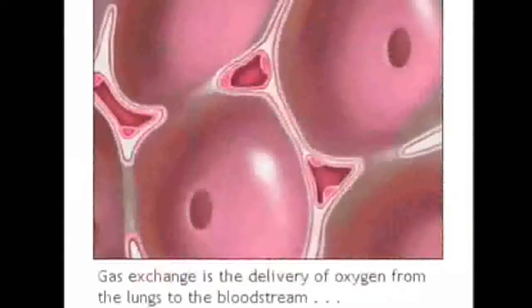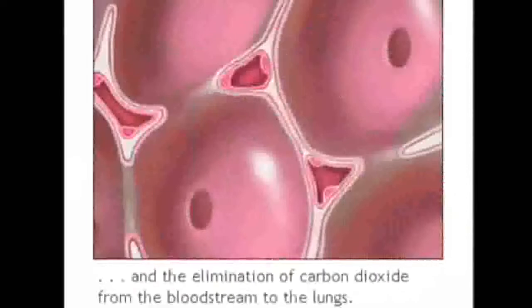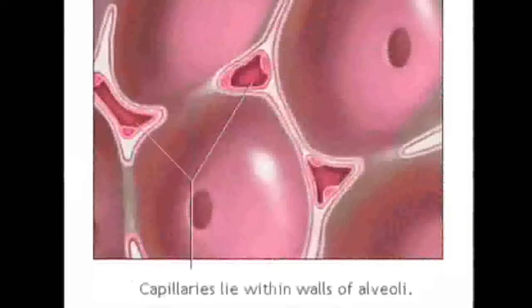Gas exchange can only occur across moist surfaces. Fishes and amphibians do not have a problem with this because they are surrounded with water for the majority of their lives.